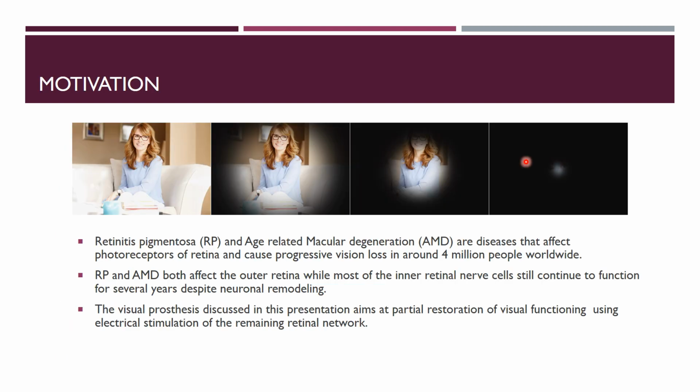So first, let's discuss the motivation. Retinitis pigmentosa and age-related macular degeneration are diseases that affect photoreceptors of the retina and cause progressive vision loss in around 4 million people worldwide. AMD is the leading cause of blindness in people over 65 years of age. The degeneration of the macula results in loss of central vision.